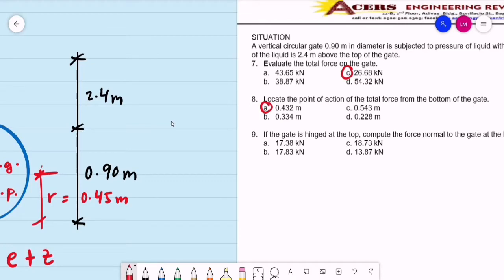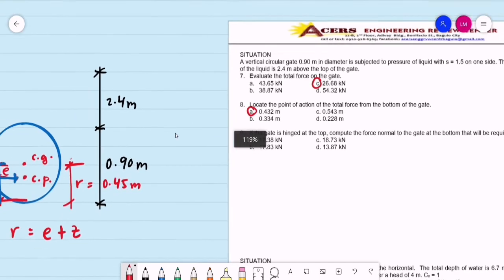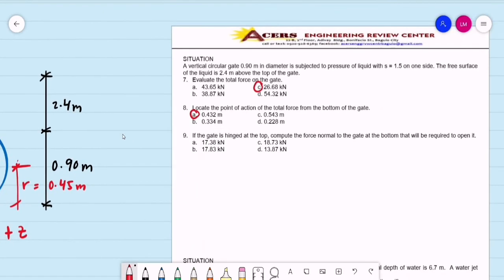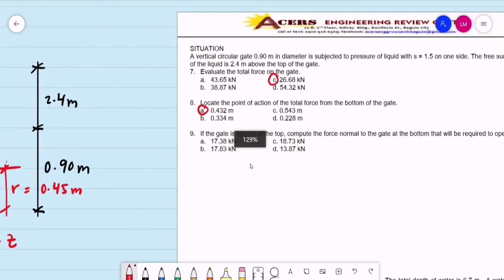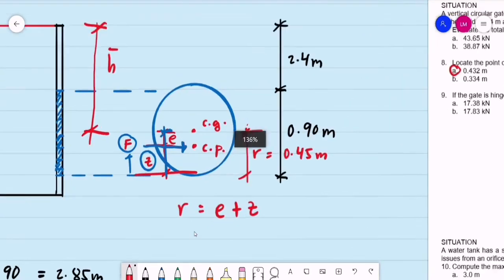Sa number 9, if the gate is hinged at the top, compute the normal force to the gate at the bottom that will be required to open it. So parang ganito yung mangyayari.